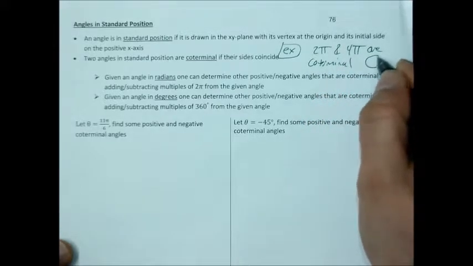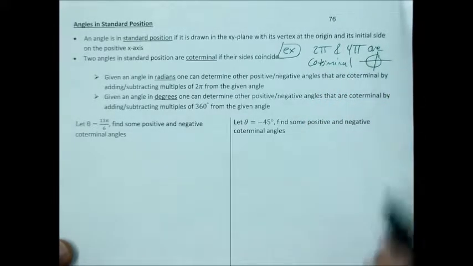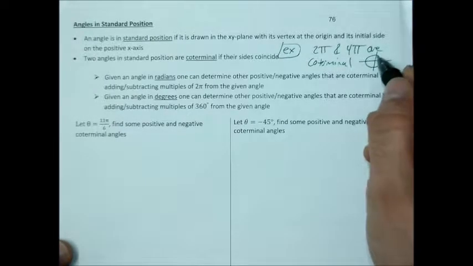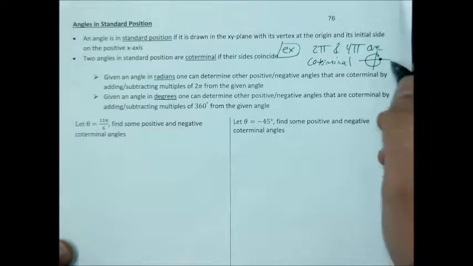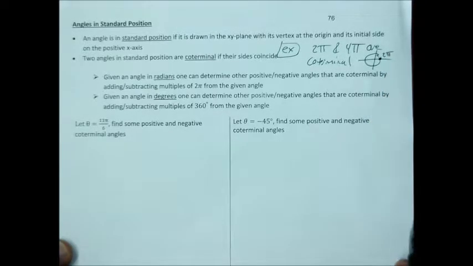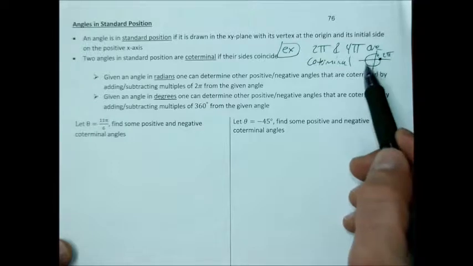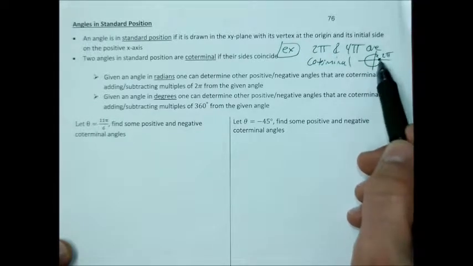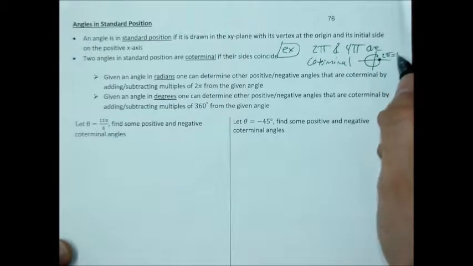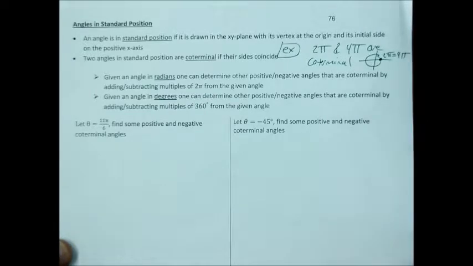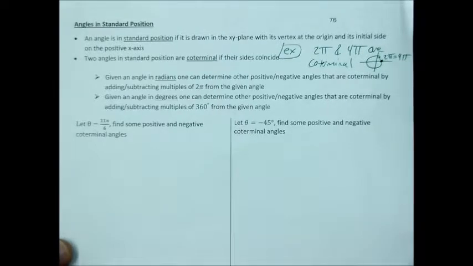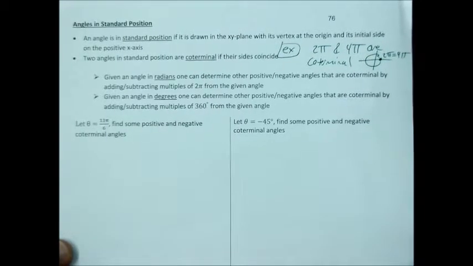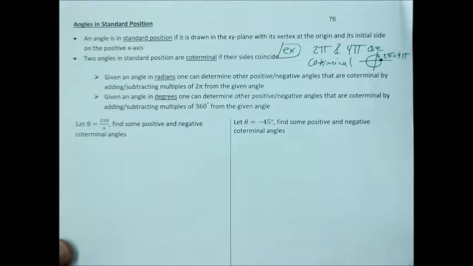Because if we look at a unit circle, they both end up at the same place, right? 2 pi is going all the way around the unit circle once and stopping right here. That's what 2 pi would be. And 4 pi would be going all the way around the unit circle 2 times, and also stopping in that same place. So that's the same thing as 2 pi. That's what this is all about. It's realizing that you can get to the same place on the unit circle in more than one way, and in infinitely many ways, really.